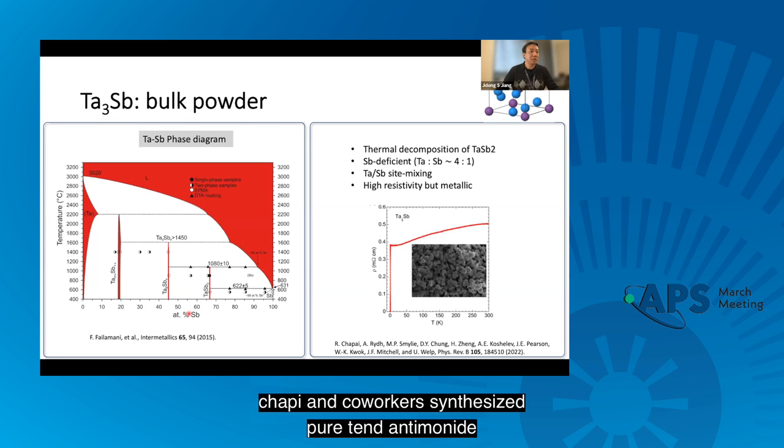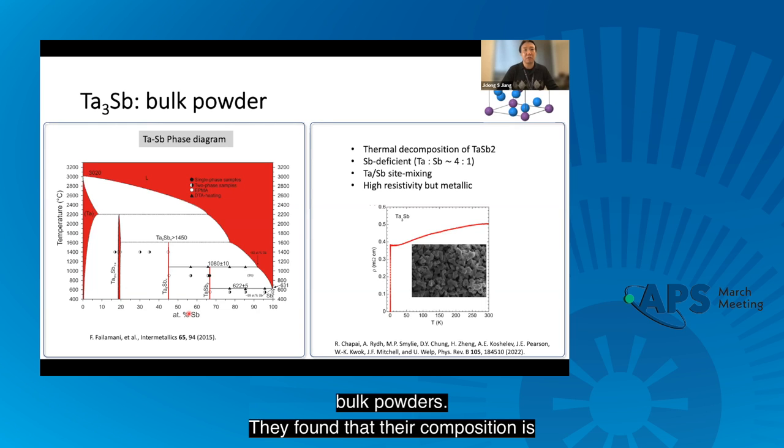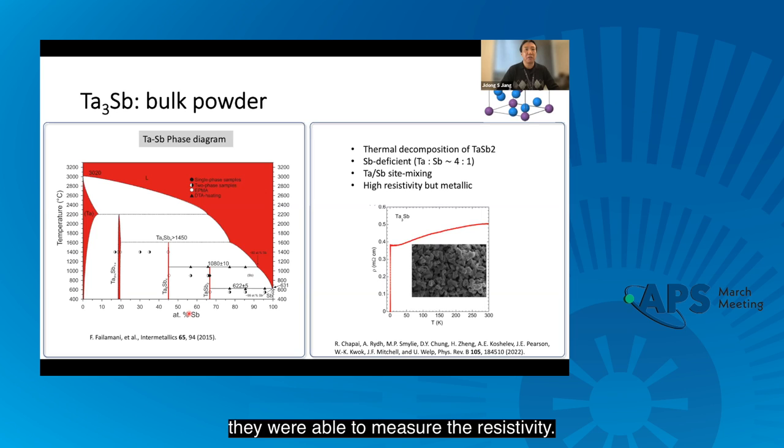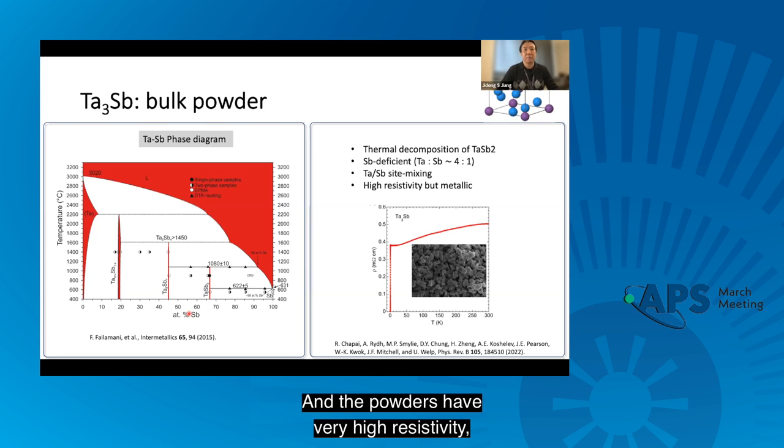Very recently, Chapai and co-workers synthesized pure tantalum antimonide bulk powders. They found that their composition is also antimony deficient, around 4 tantalum to 1 antimony. From Rietveld refinement, they found signs of tantalum antimony site mixing. And by pressing their powder into a pellet, they were able to measure the resistivity. And the powders have very high resistivity, but they are metallic. Because of the porosity of the powders, it's not possible to make a useful device.